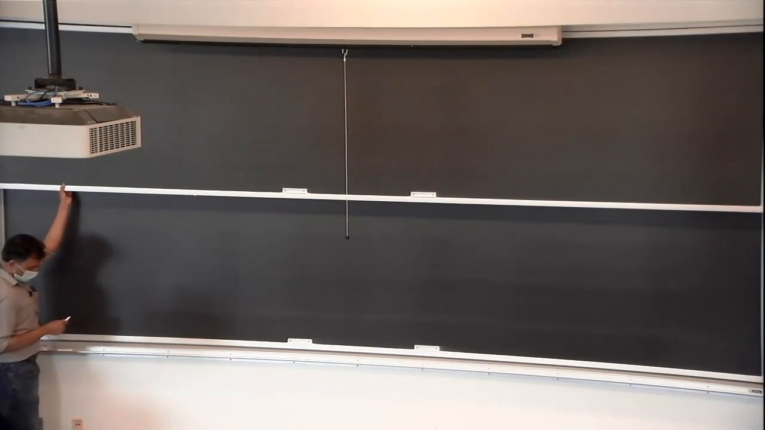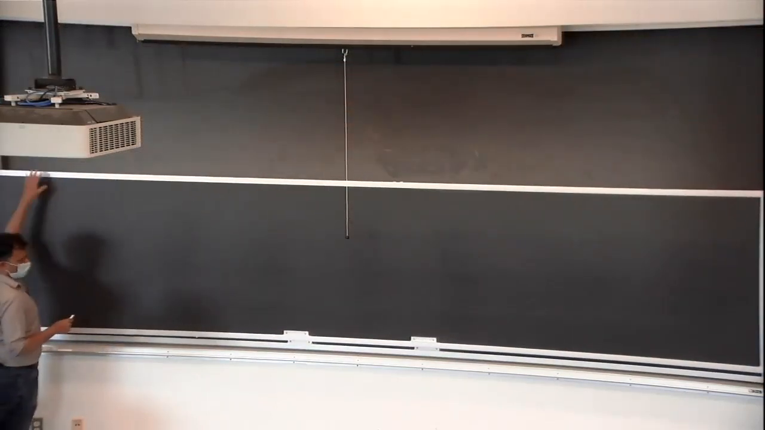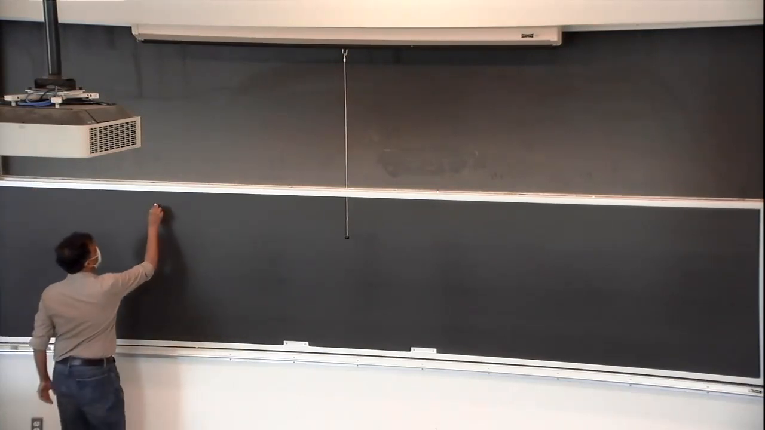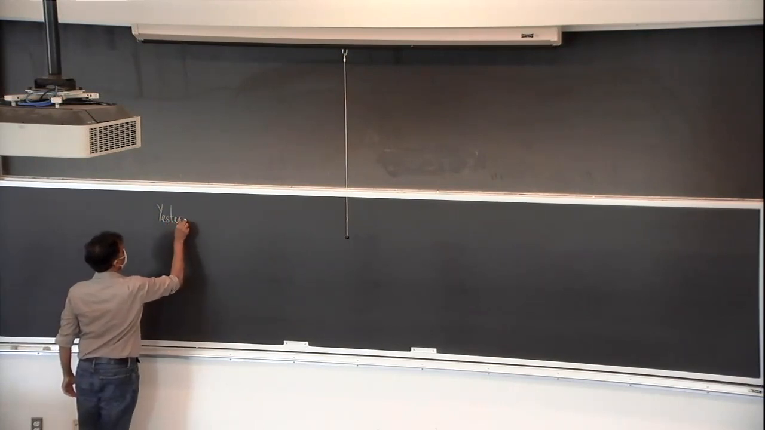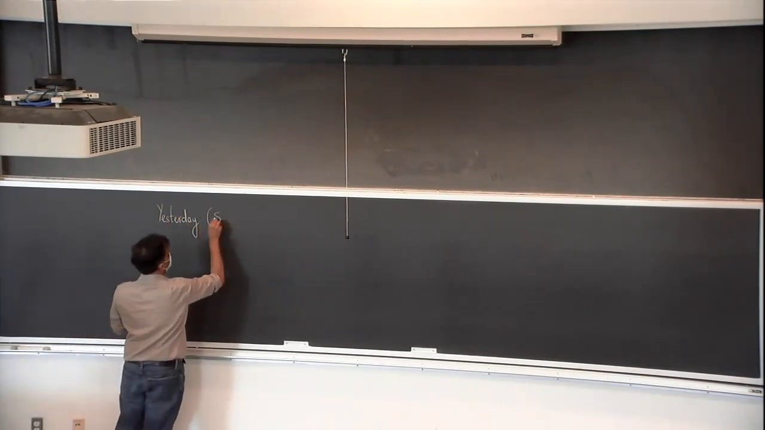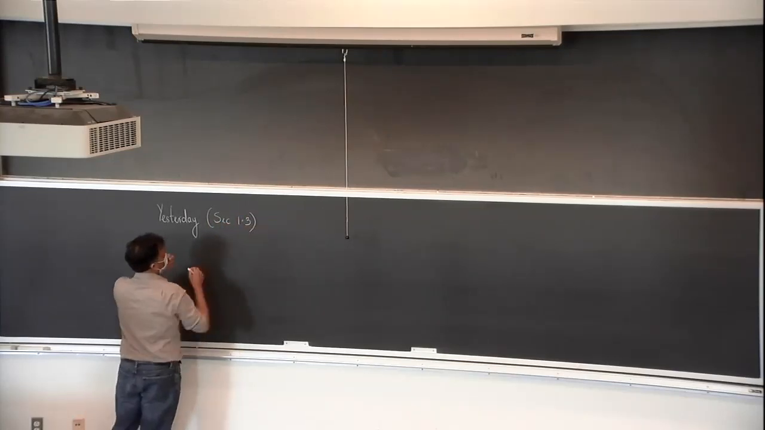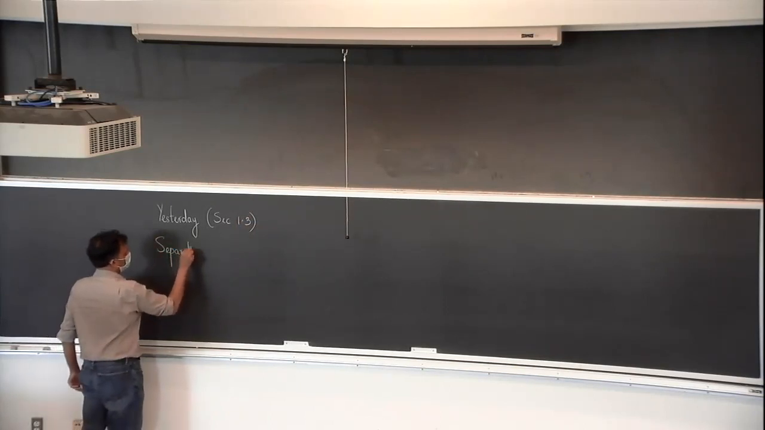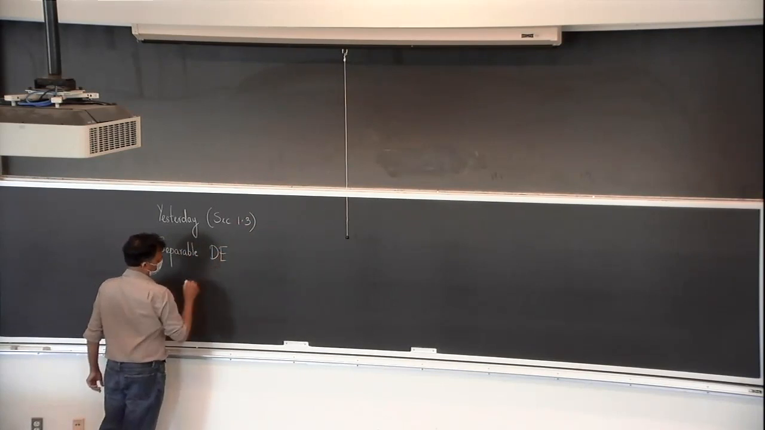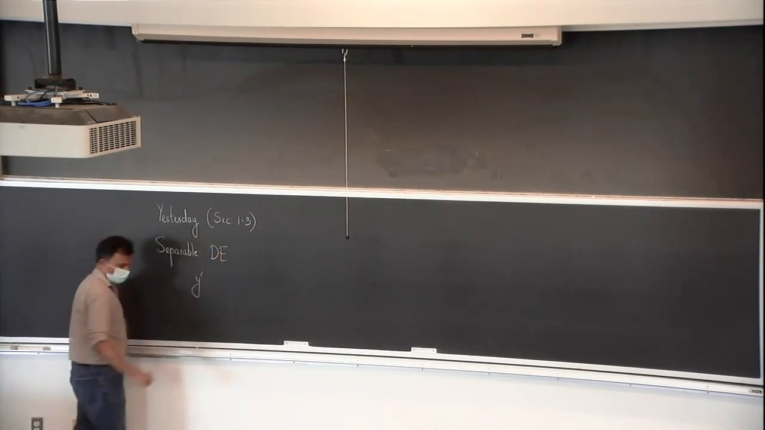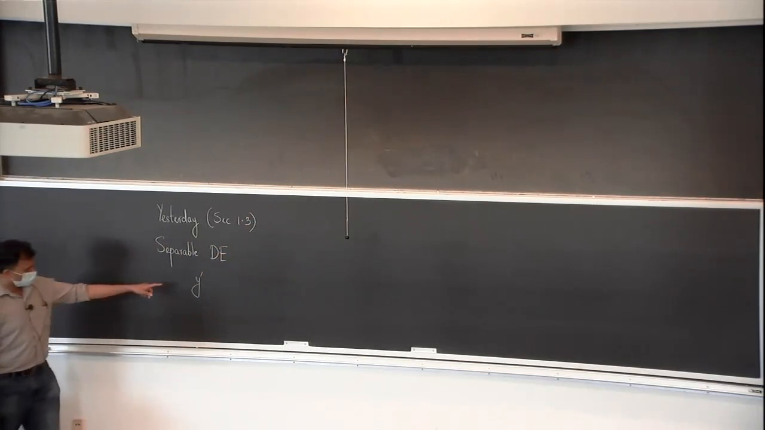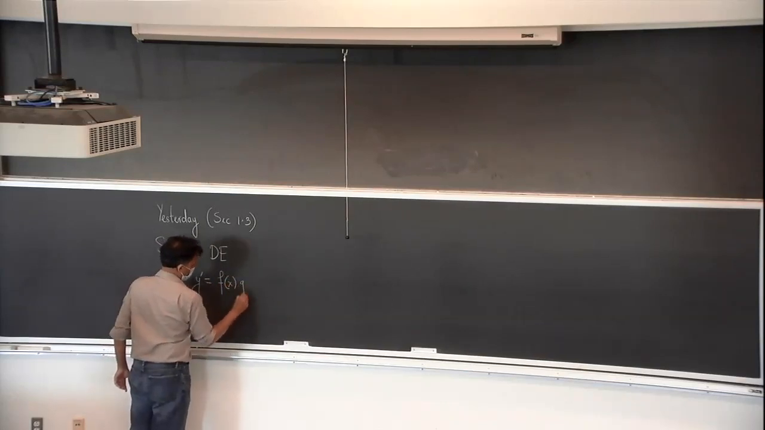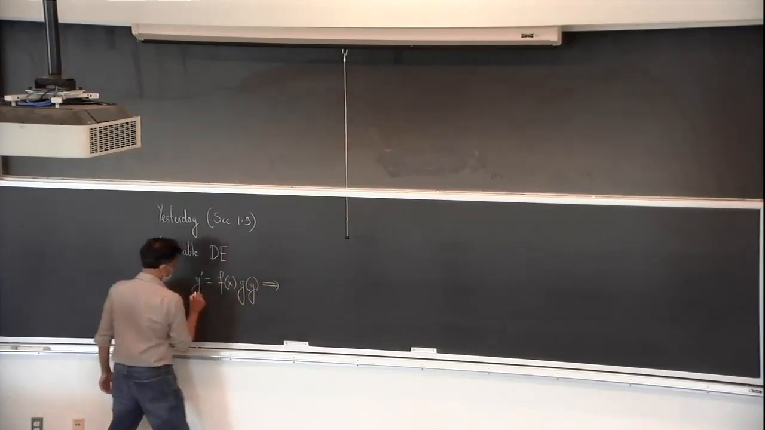Let me just remind you of what we were doing yesterday, and then we'll jump into some applications today. In section 1.3, we were doing separable differential equations. We're looking at first order equations, which means only the first derivative is there, which is of this form, f of x times g of y. And of course, this is dy dx.